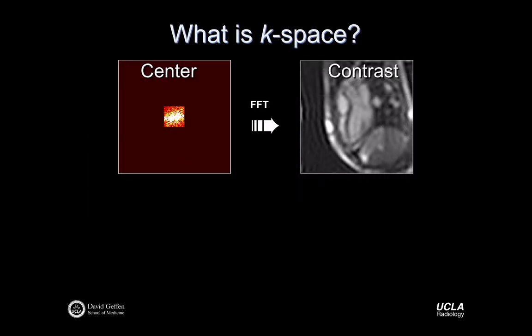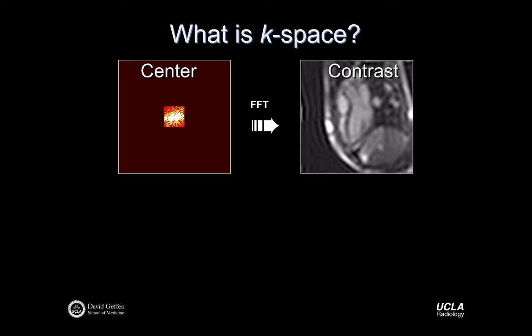Some other interesting things about K-space, sorry, these are supposed to be movies, it doesn't matter too much. We can talk about what's represented by the center of K-space, which is low spatial frequency information, stuff that's not changing very quickly over space. And contrast information is generally low spatial frequency information. So if I take just this middle chunk of K-space and do a Fourier transform, I'll get this image on the right-hand side. It should look a lot like the previous image, but it's basically a lower resolution image of the same.